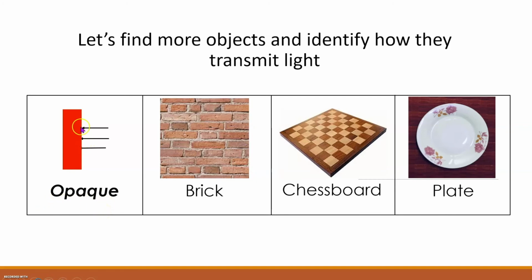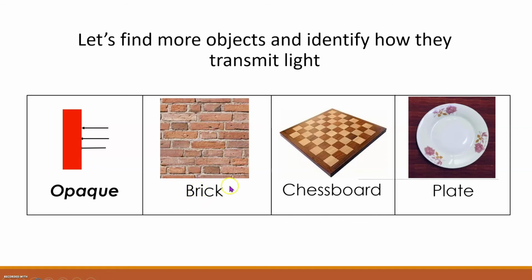Very good. As we know, an opaque material does not transmit any light. The first object is brick. Everybody repeat after me: brick. Does light transmit through a brick? Very good. No, the light does not transmit through a brick.